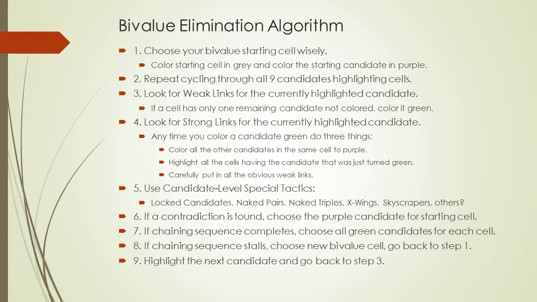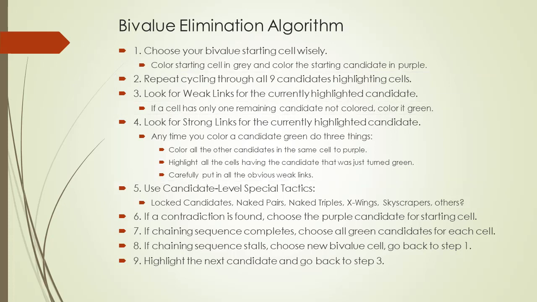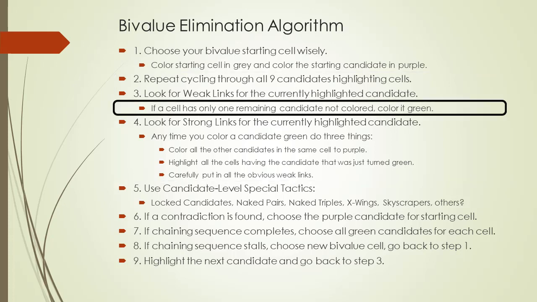For each candidate numbered 1 through 9, we highlight all the cells having the current candidate number, and we look for strong and weak links. When we color a candidate purple for a weak link, if the cell has only one remaining candidate, we color the one remaining candidate green.